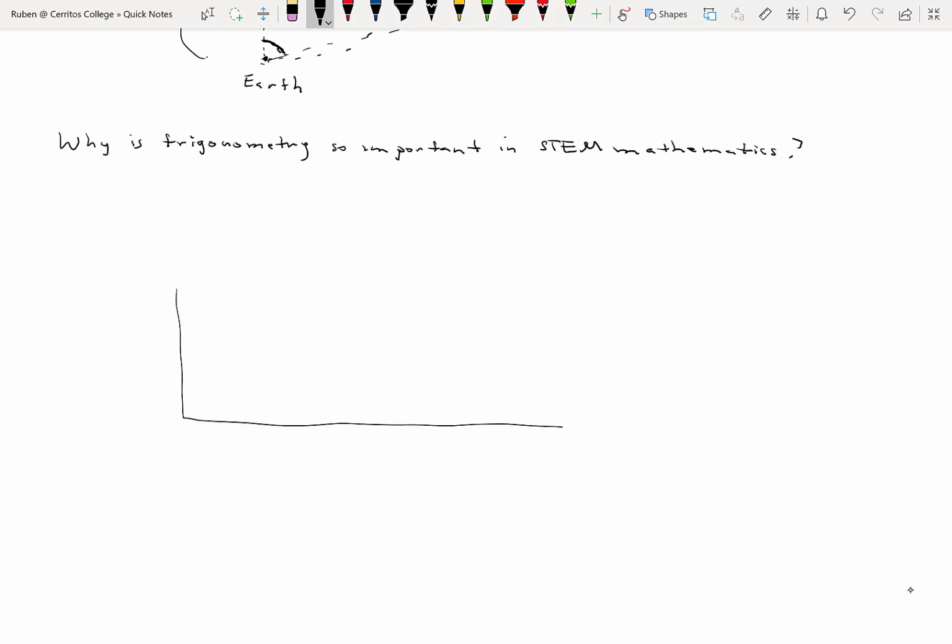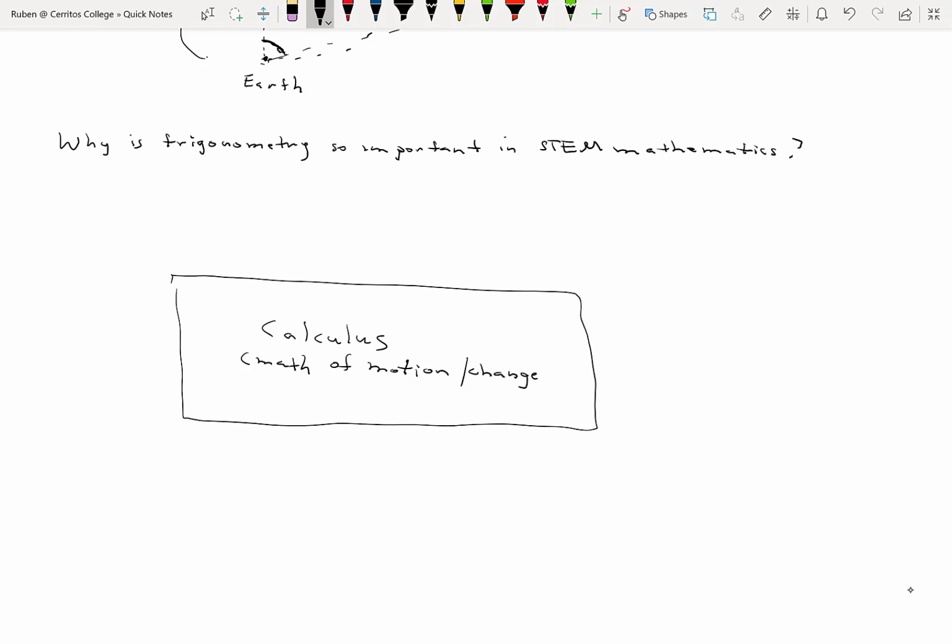So what I'm going to do is I'm going to draw a little rectangle here, and in that rectangle I'm going to put the branch of mathematics called calculus here. Calculus is the mathematics of motion, or more generally, change. So if something moves or if something changes, it absolutely requires calculus to study it.